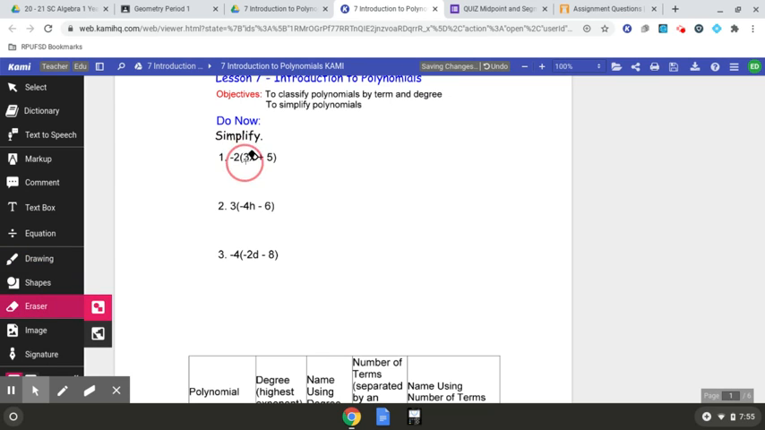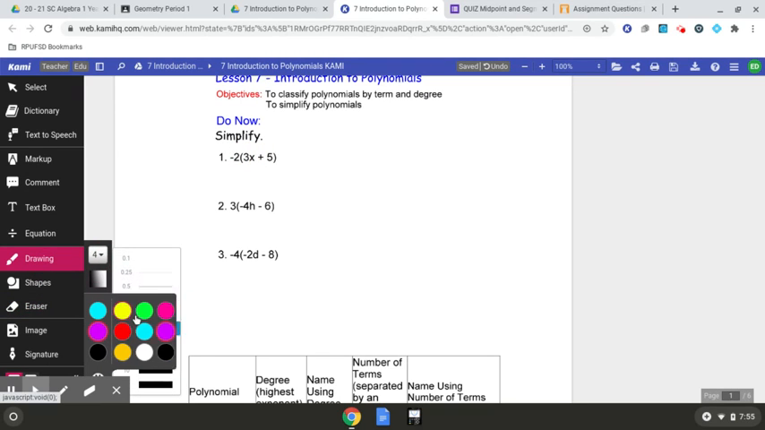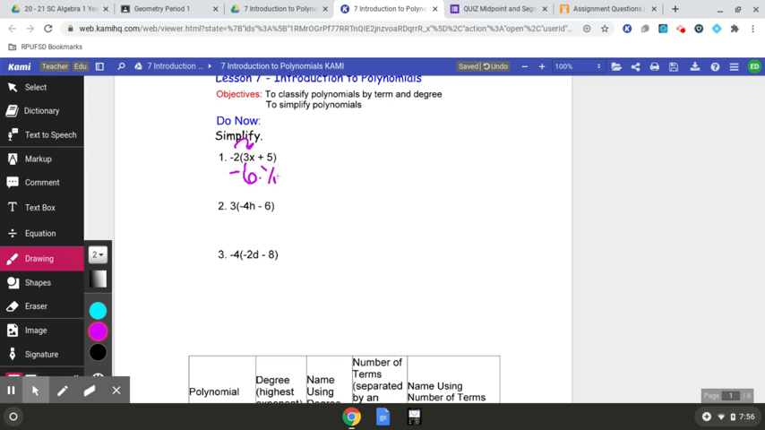Okay, so at this point, you should have paused the video and tried this. So example 1, you're taking the -2 and you're multiplying it in. So it would be -2 times 3x, which is -6x. And then -2 times a +5 is a -10. And now you cannot do anything else because there's no equal sign, so you're not solving, you're just distributing.